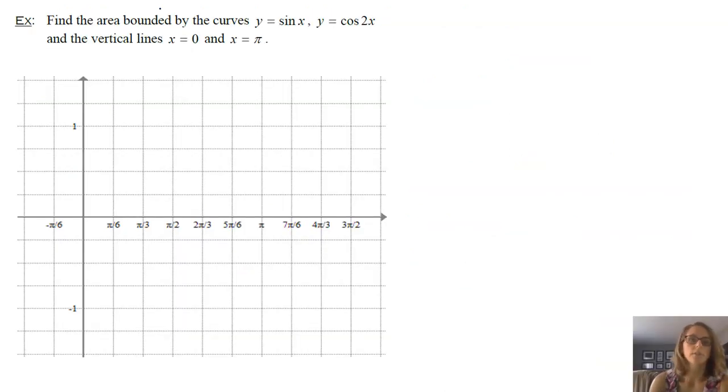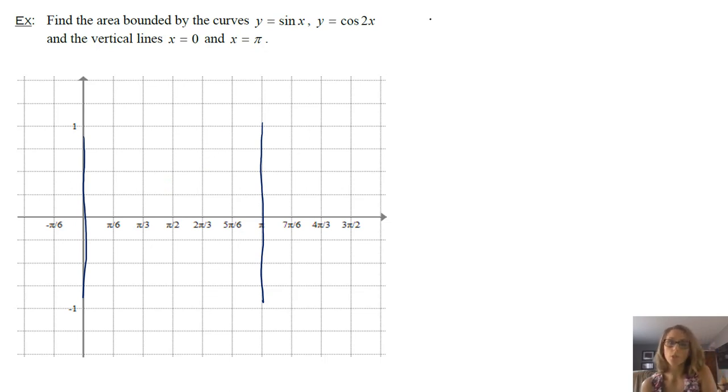All right, for the last one, find the area bounded by the curves y equals sine x and y equals cosine 2x. So in this one, we don't have the picture. We are told that we have some bounding of just vertical lines, x equals 0 and x equals pi. And so that is this line here and this line here. So the area that we're doing is going to be between that. So that's good to know.